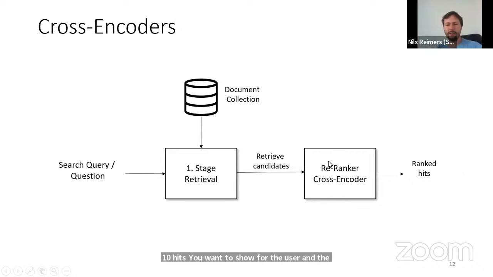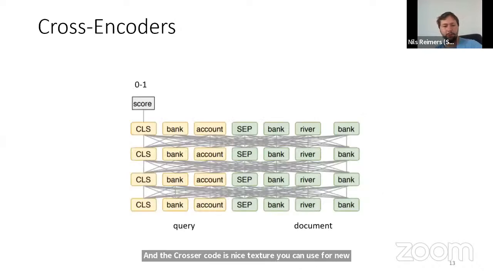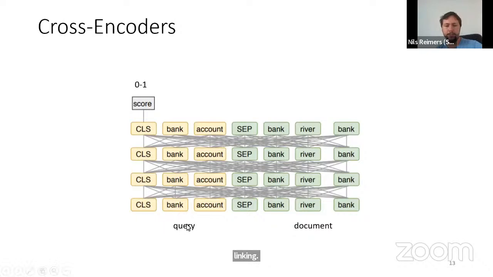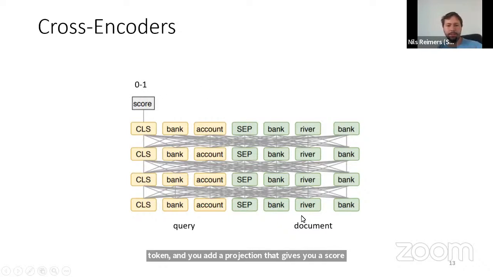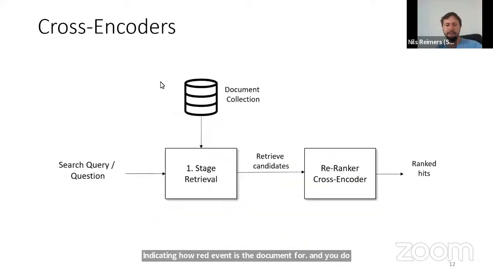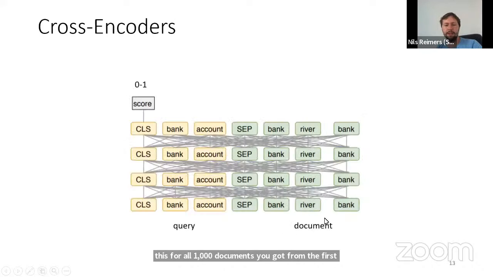The cross-encoder is an architecture you can use for re-ranking. It works in the following way. You concatenate the query and the document in a transformer BERT network. So you take the query, you add the separator token, and then you take the document. Then in the transformer network, you do a forward pass through all the layers. At the end, you take the output from the CLS token and you add a projection that gives you a score between 0 and 1, indicating how relevant the document is for the query. You do this for all 1,000 documents you got from the first stage retrieval: you concatenate each with the query, do a forward pass, and get for each query-document pair a score between 0 and 1. Then you can show the top 10 results to the user.